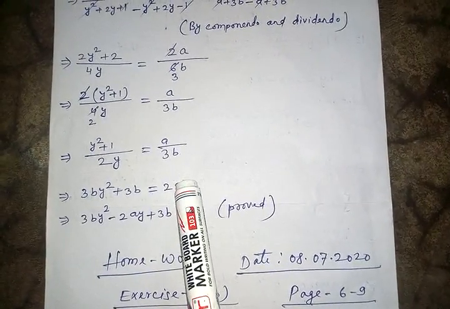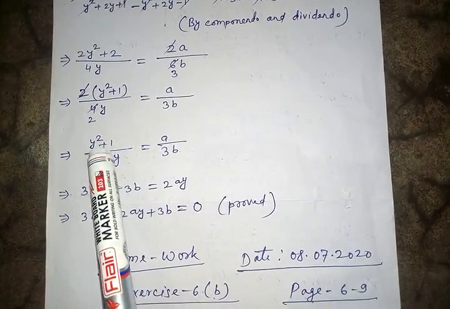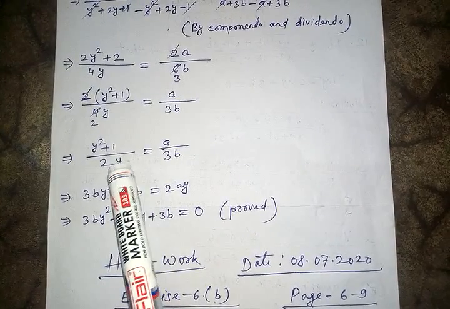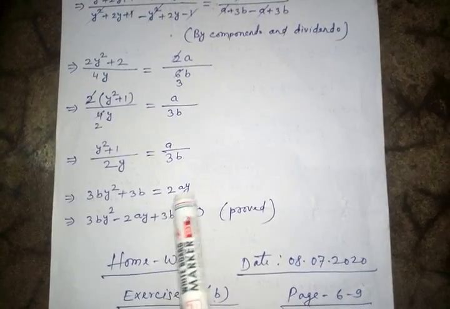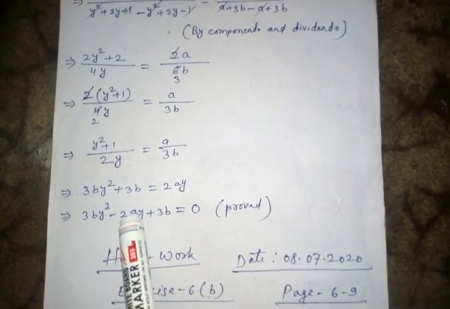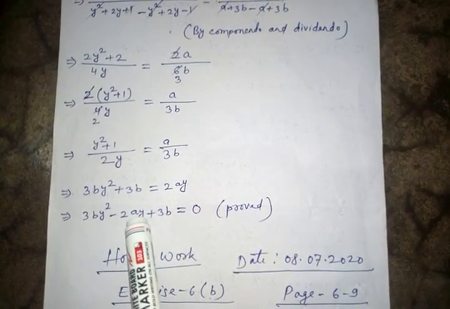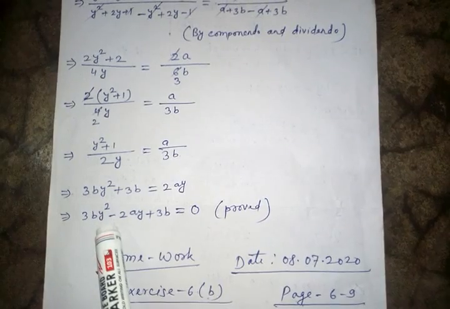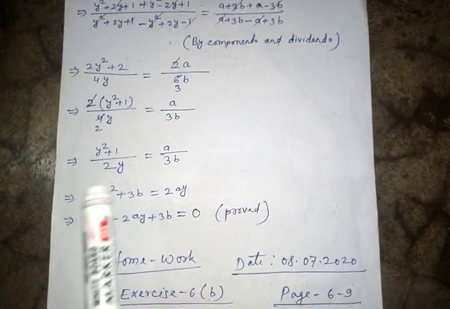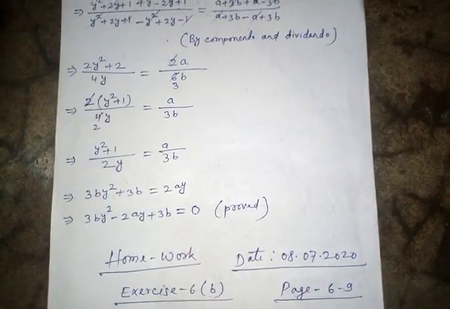It's time to cross multiply. 3b into y square, 3b y square, 3b into 1 3b, 2y into a 2ay. Now 2ay will come here at the middle, and this plus will become minus, and then we have 3by square minus 2ay plus 3b equal to 0, proved, because we have to prove this only according to question.